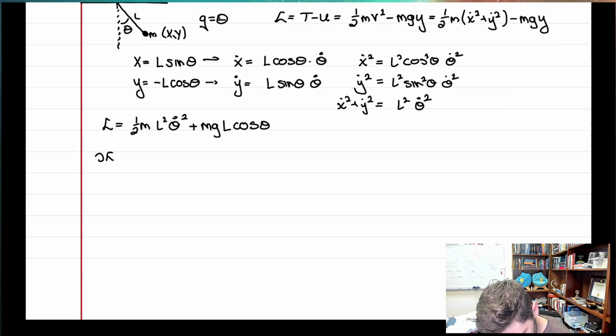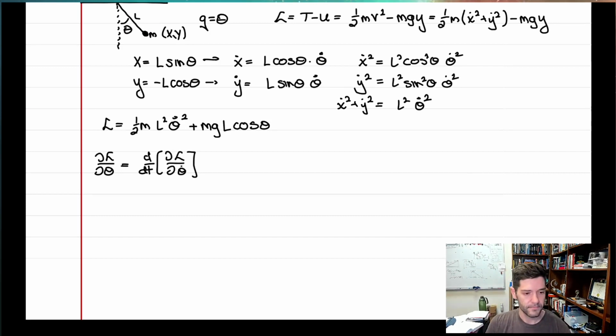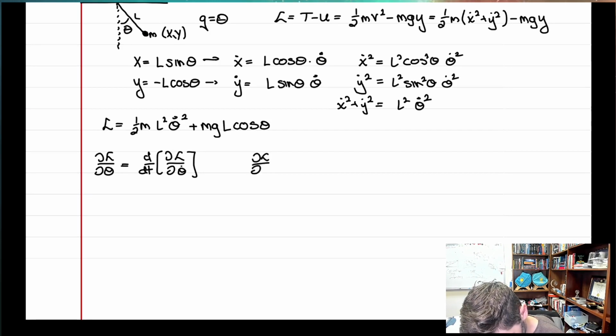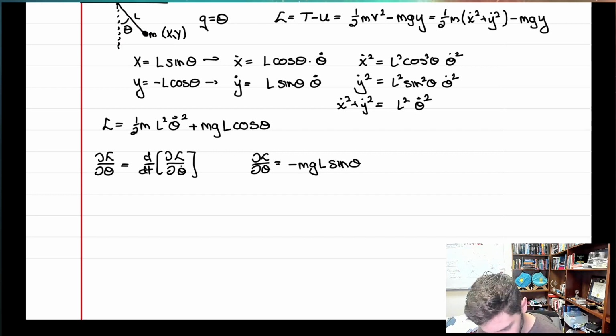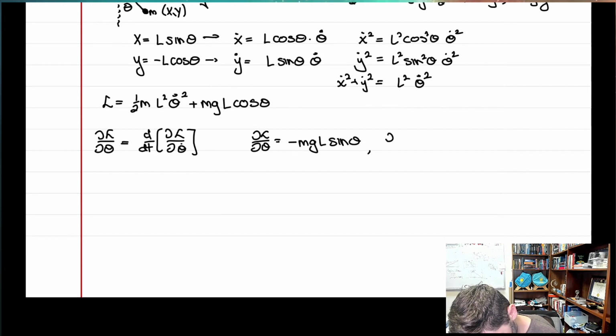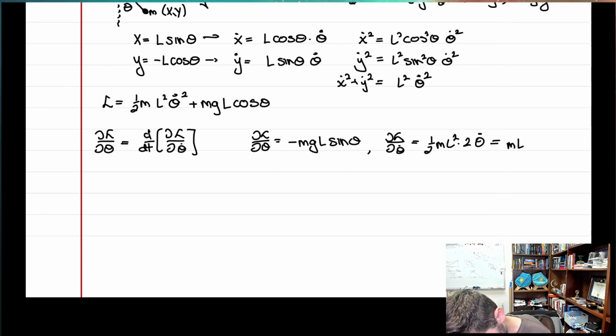The Euler-Lagrange equation says that the partial with respect to theta better equal the time derivative of the partial with respect to theta dot. So then, partial with respect to theta, that looks like negative mgL sine theta. No theta dot, because again, this is a derivative with respect to theta, not time. Then with respect to theta dot, the 1/2 m L squared goes along for the ride, and then a 2 drops down, and this becomes 2 times theta dot. So then the 2's cancel, this looks like m L squared theta dot.